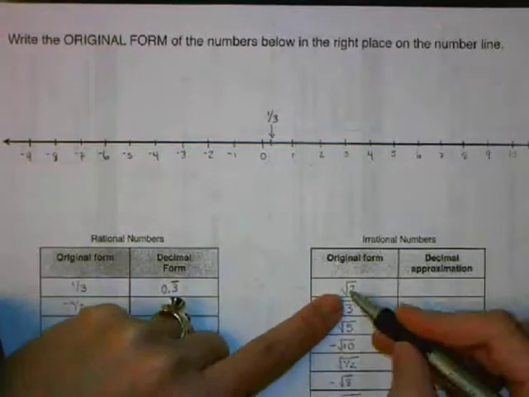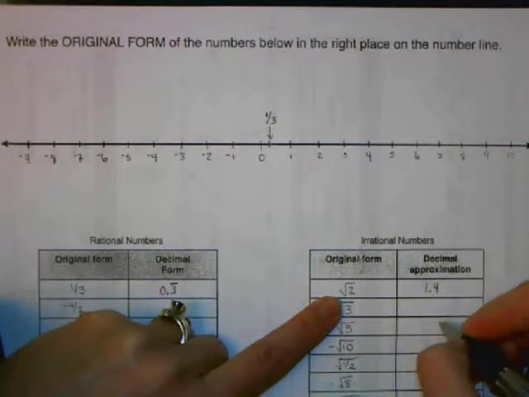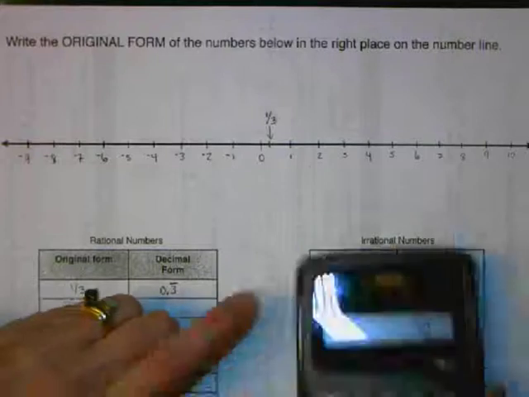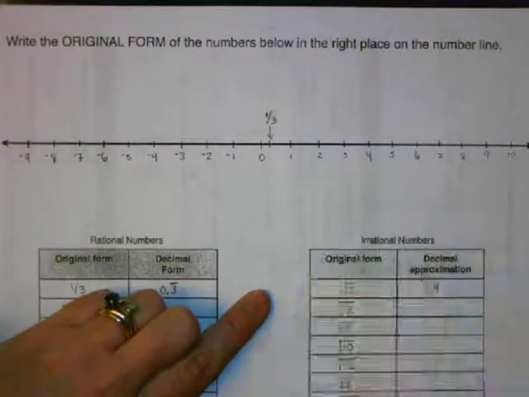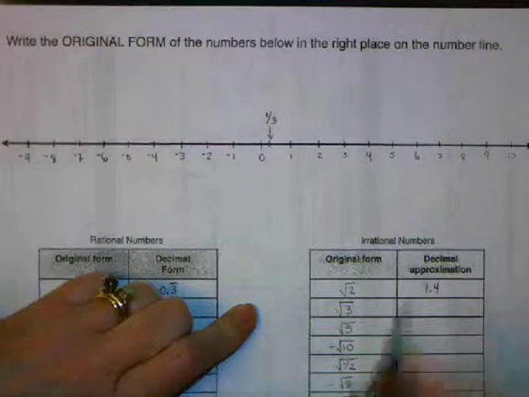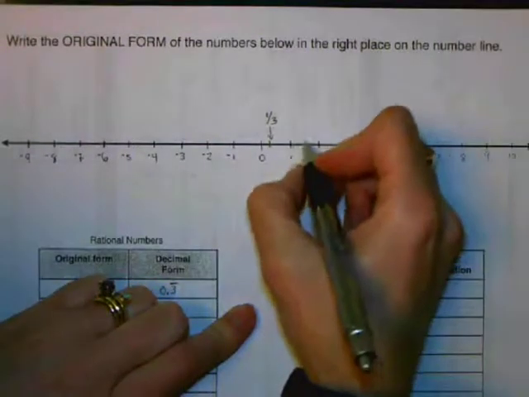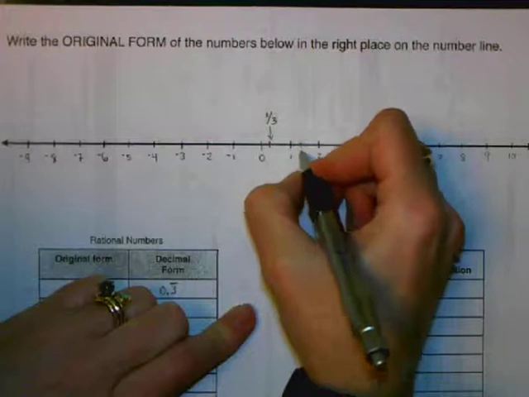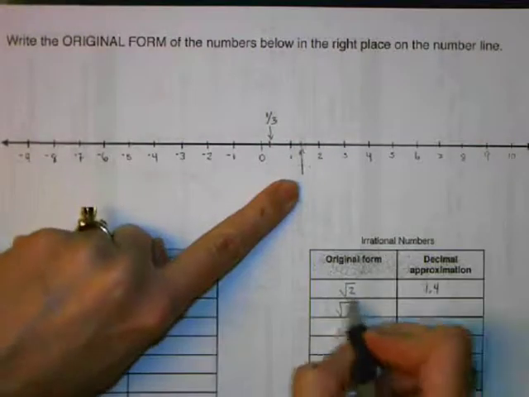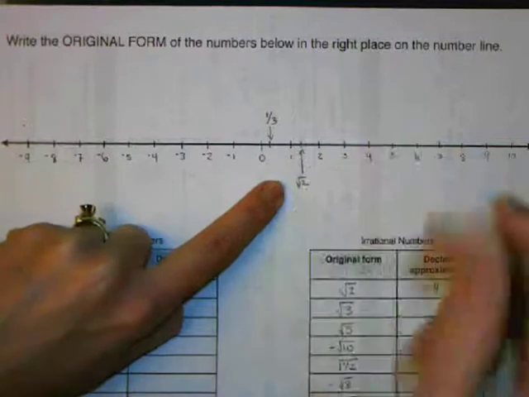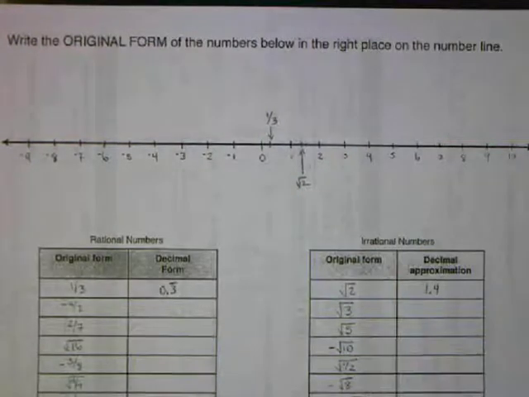Now let's skip over. The original form of this number is the square root of 2. Its decimal approximation, it's approximately 1.4. So if I were to take my calculator and take 2 and take the square root of it, it's approximately 1.4. I can find that on the number line. 1.4, that's a little less than 1.5. 1.5 would be there, so 1.4 is going to be about there. This is an irrational number, so I'm going to label it below the number line, and I'm going to write the original form, the square root of 2. Not the decimal form, but the original form. So you need to go through and finish this for both of these columns.